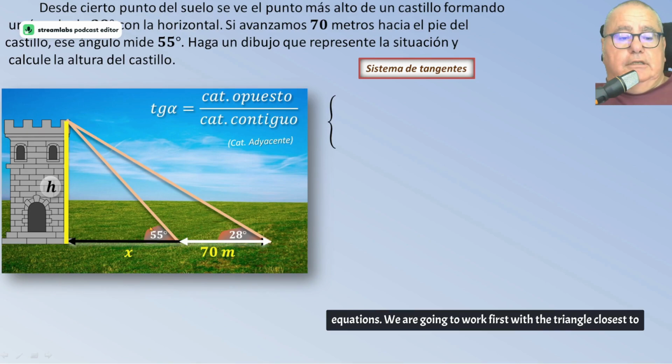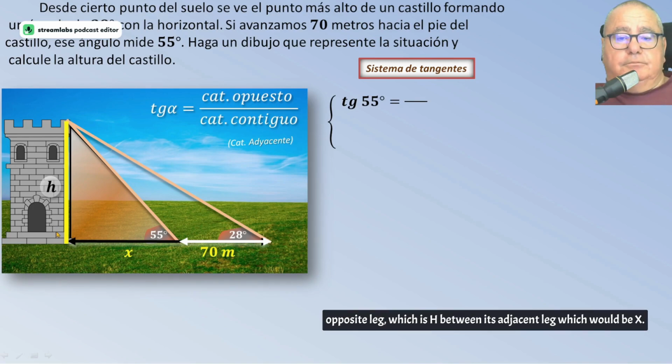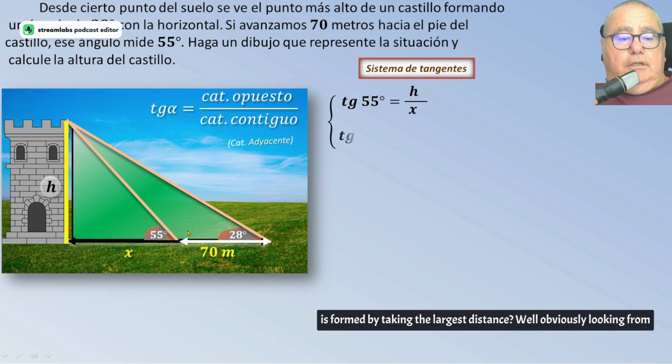We are going to work first with the triangle closest to the castle, which would be this triangle here. Looking from the 55-degree angle, obviously the tangent of 55 would be its opposite leg, which is h, divided by its adjacent leg, which would be x. What if instead of working with that triangle we work with the one that is formed by taking the largest distance? Well, obviously looking from the 28-degree angle, the opposite leg would still be h, but now the adjacent would be this entire distance, which would be x plus 70.